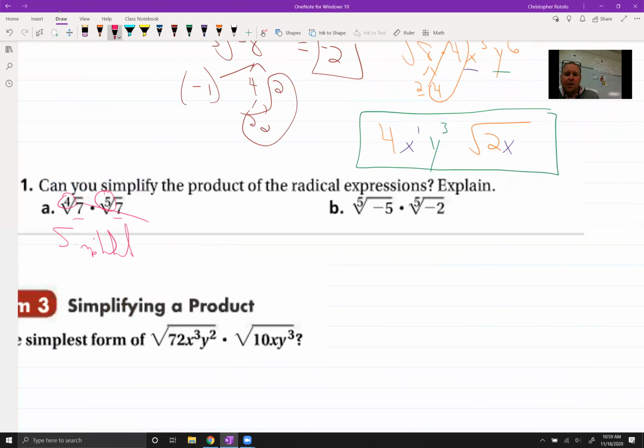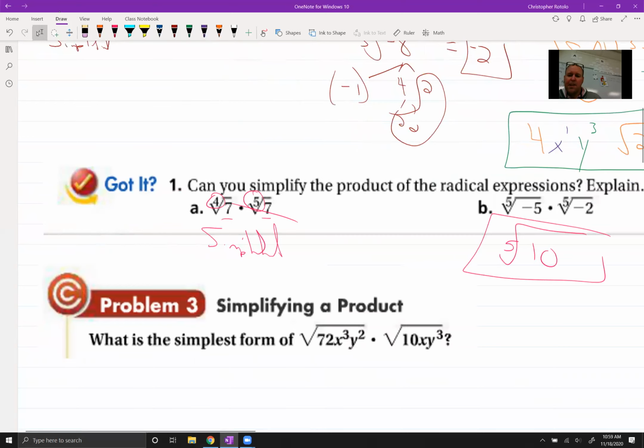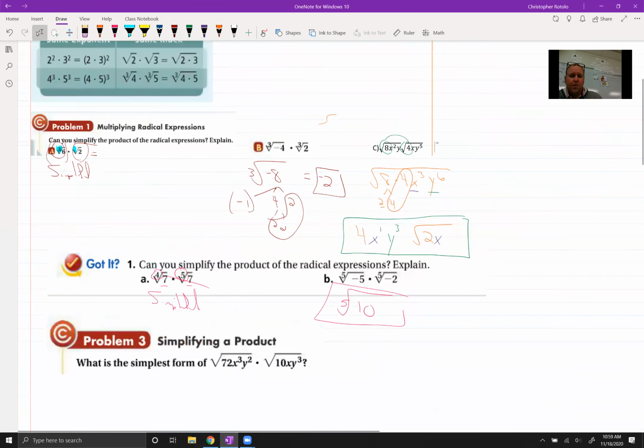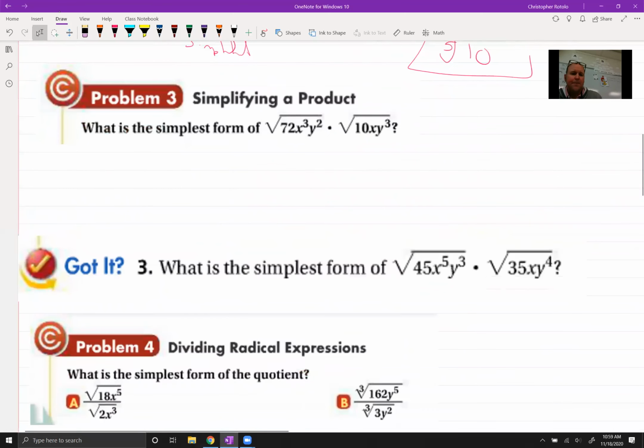All right, and the next one, so this is the 5th root of -2 times -5 is +10. And there's nothing we can do to break that down anymore at this point. So simplifying that product. Oh, was there a third one? Nope, just those 2. Look at that. It's going to be an easy day, right?